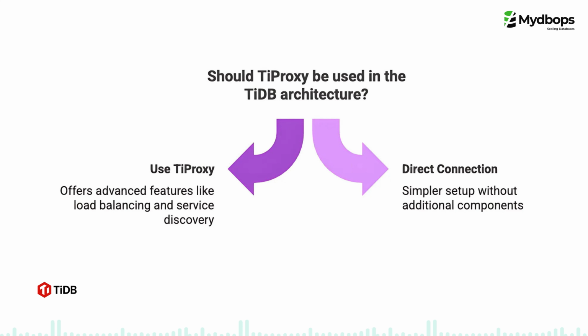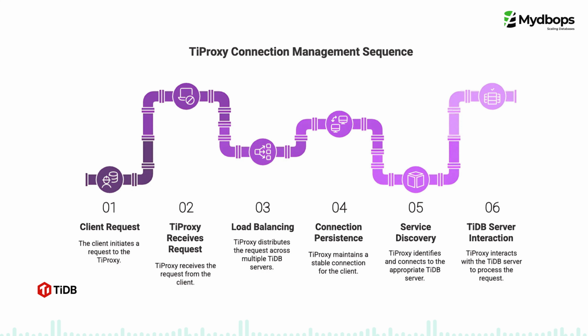You can think of TiProxy as a smart middleman that sits between your applications and the TiDB servers. It's almost like a traffic cop, directing requests and making sure that everything is flowing smoothly, even when you're doing things like upgrading or scaling the database behind the scenes. I like that analogy, a traffic cop. That's really good. So walk me through how this traffic cop actually works. How does it actually direct all this traffic?